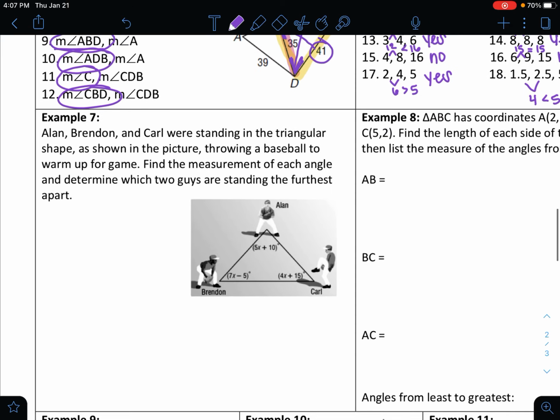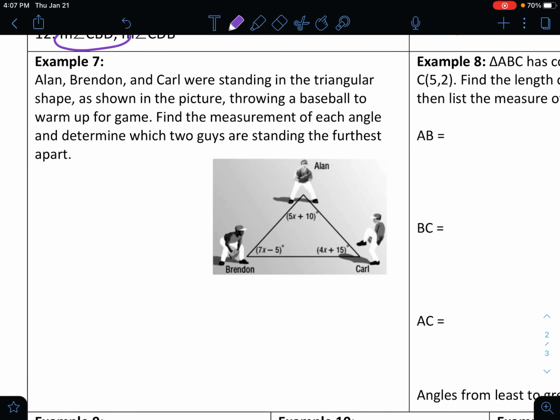All right, moving on to example 7. Alan, Brendan, and Carl were standing in triangular shape. Find the measurement of each angle and determine which two guys are standing the furthest apart. All right, cool. So this is a double whammy. We got some stuff from the last unit plus the stuff from this unit. So first thing, how the heck are we going to figure out what x is? That's the first thing.